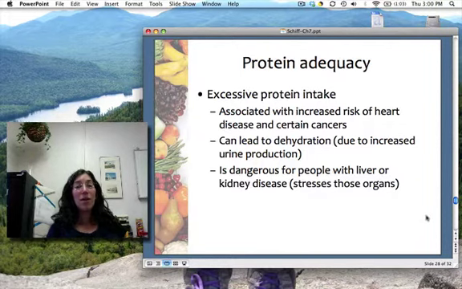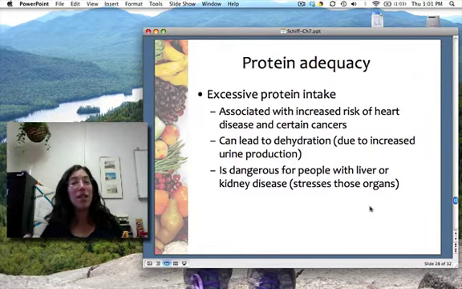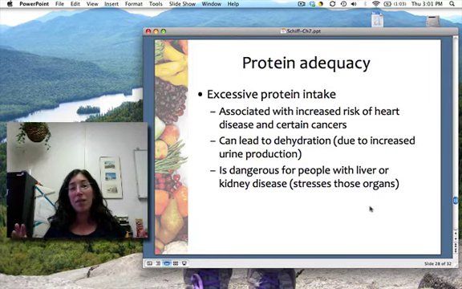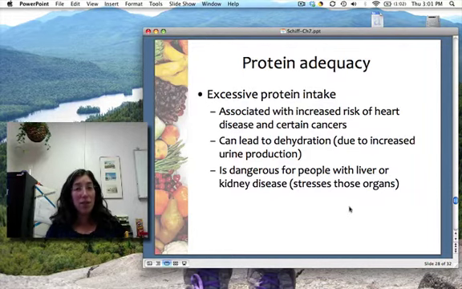So if your liver and your kidney are not functioning very well, and then you're giving them all this protein to process, it's going to stress them out and cause even more issues with those organs. So people who have, particularly those who have kidney disease, are told to watch their protein intake, to have low protein diets because it can exacerbate kidney disease.